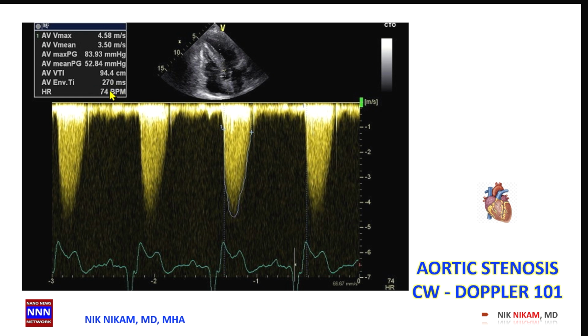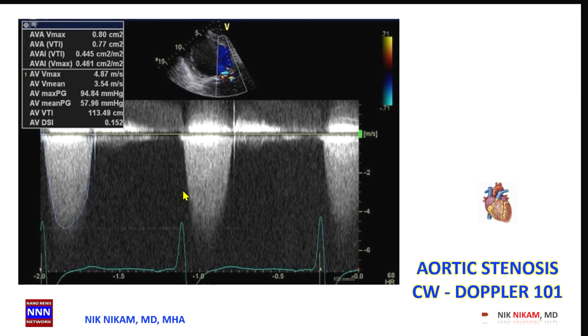Heart rate is very important, and rhythm is also very important, as I said. And here's another example where the maximum gradient is 95 millimeters of mercury and a mean gradient of 57.96. Based on that, we can calculate the aortic valve area. Aortic valve area here, maximum 0.461 centimeters per meter square.